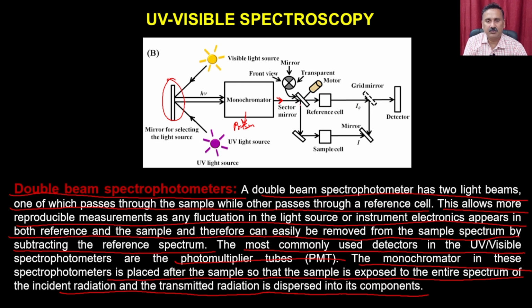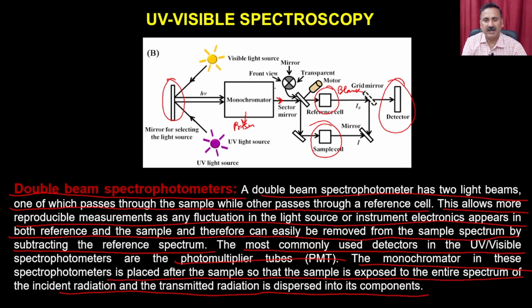And it is going to split into two beams. One will go like this, the other one goes straight. So one will go into the reference cell, which is also called the blank, whereas the other beam goes into the sample cell. Okay, and then both of these are going to be collected back, and that's how you detect the intensity of the beam that comes from the reference cell and the intensity of the beam that comes from the sample cell.